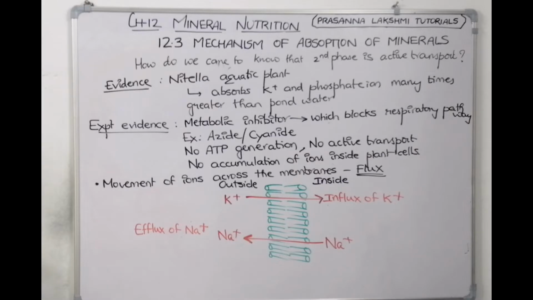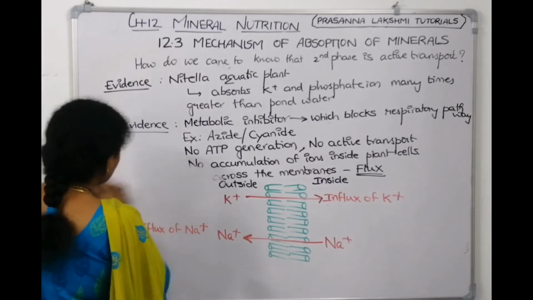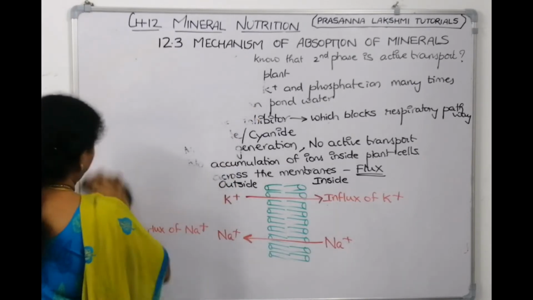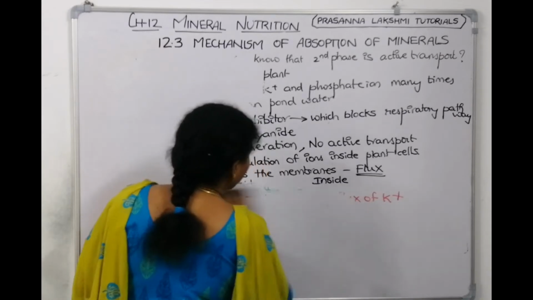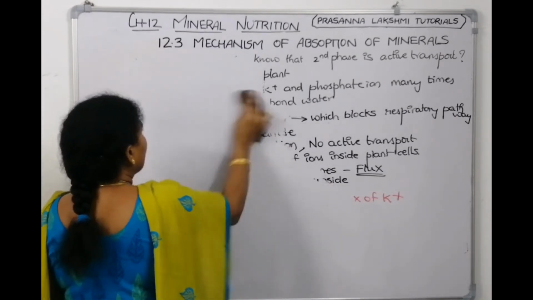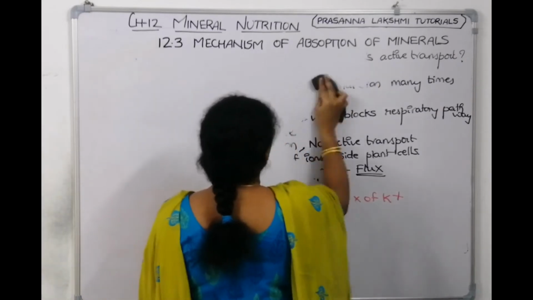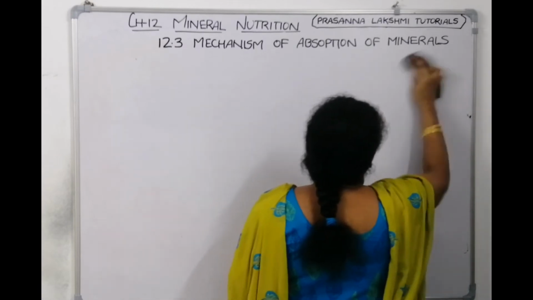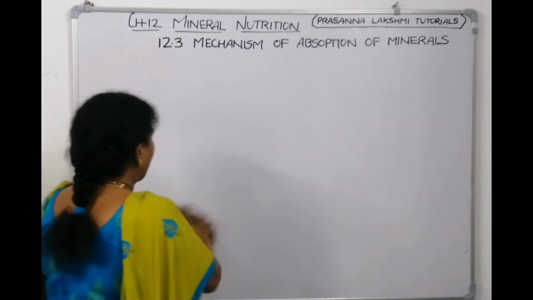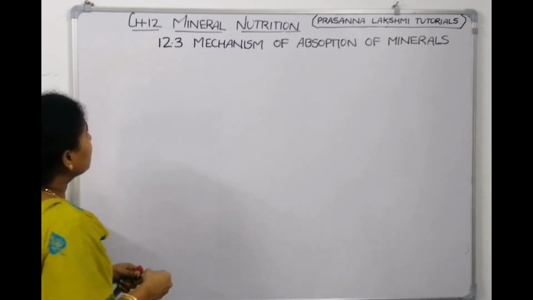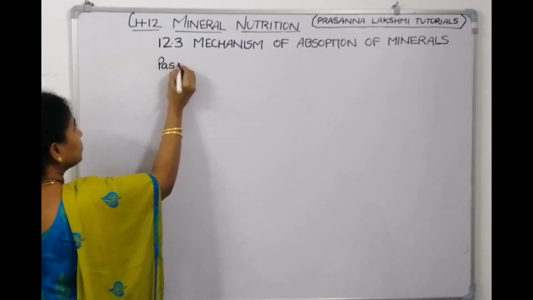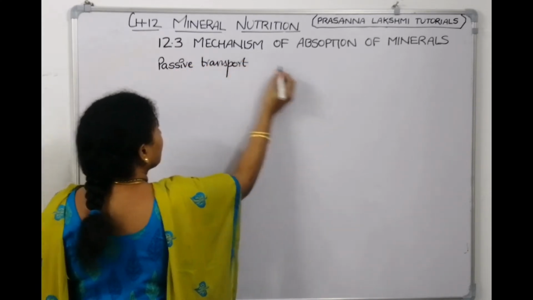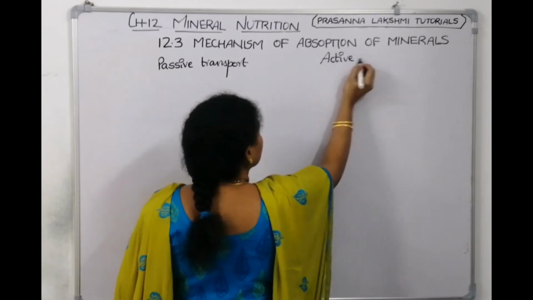Right, children? Now, if we have to differentiate what is active process and what is passive process, let us see that. If we study active and passive processes in a little better manner, then I think you'll have better understanding of this concept. Now let us try to understand the differences between active and passive transport. We'll start with passive transport, and active transport.